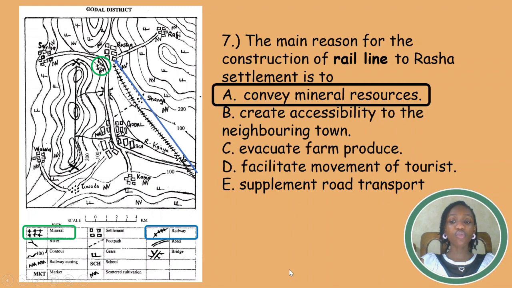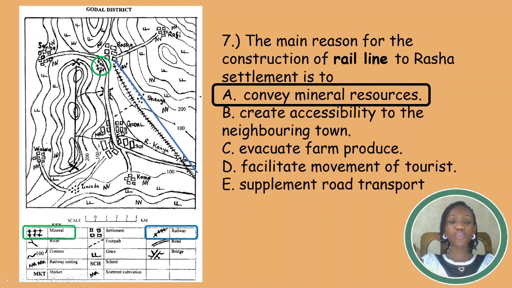There are no indications of tourist attractions in the area or symbols of recreational centers, and so option D is wrong. The map already shows enough roads and paths connecting the settlements, and so option E is wrong.